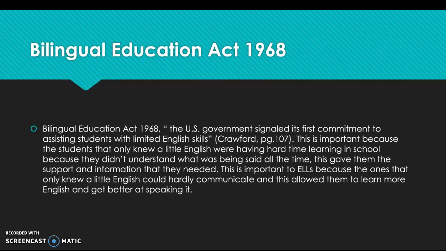This is important to ELLs because the ones that only knew a little English could hardly communicate and understand what is going on in the classroom, and this allowed them to learn more English and get better at speaking it to be able to communicate with their teachers, classmates, and others in the public system.